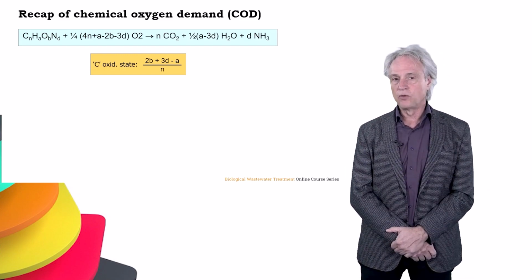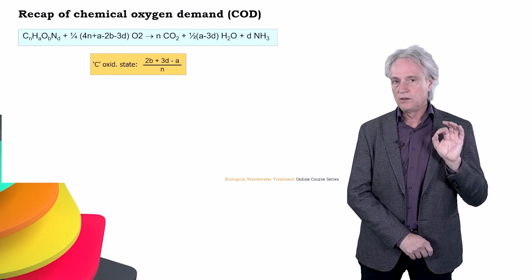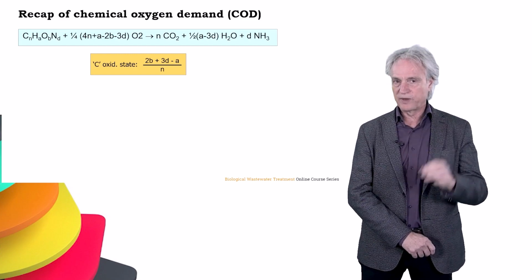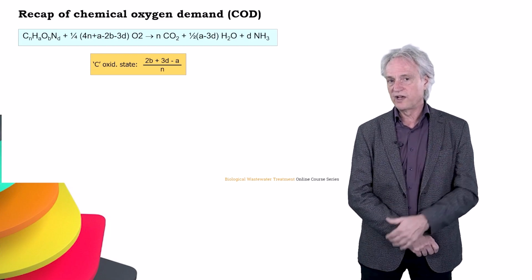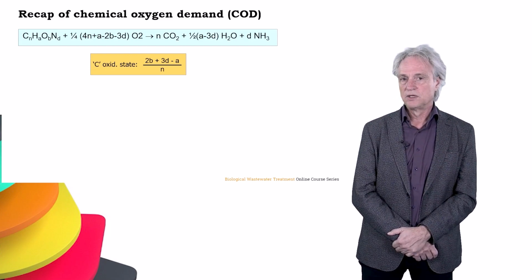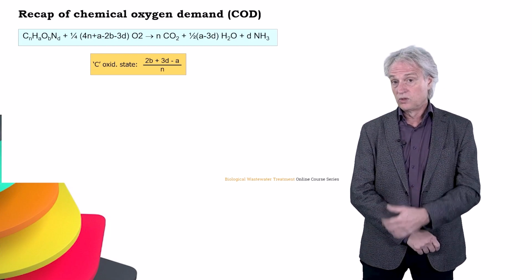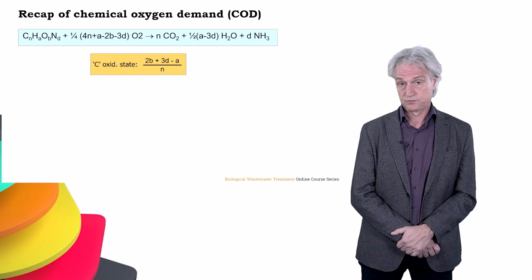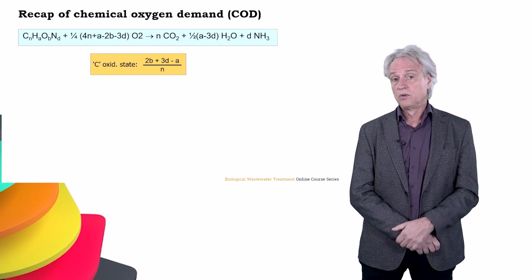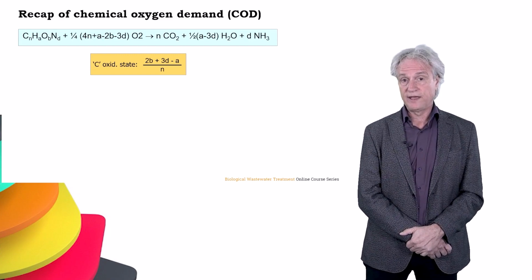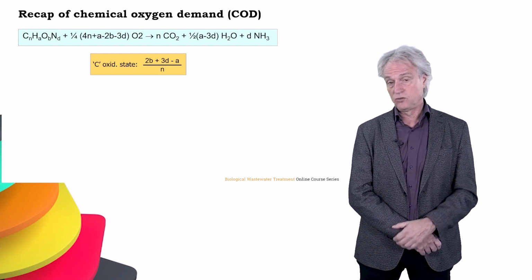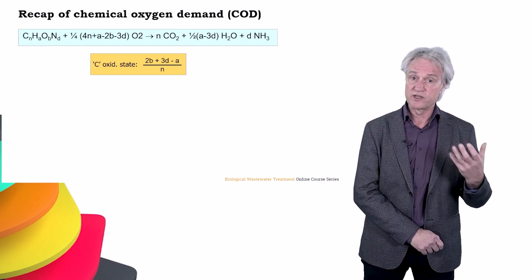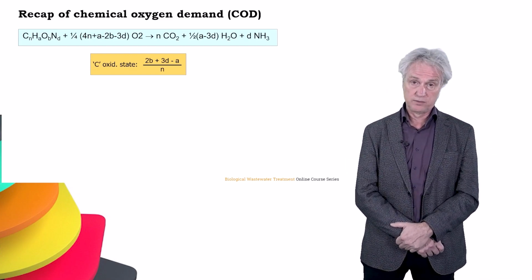So, as mentioned before, the complex organic matter, which is expressed here as CnHaObNd, can be oxidized with oxygen to CO2, water, and ammonium. Now, you see there the numbers 4n plus a minus 2b minus 3d, and these are related to the average oxidation state of the carbon of the compound that we start with.